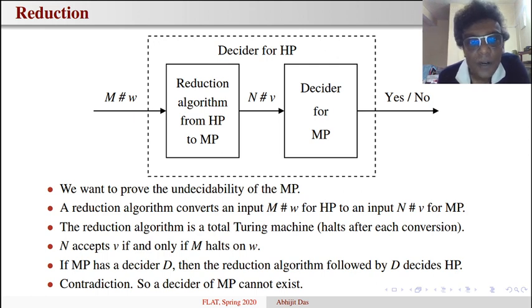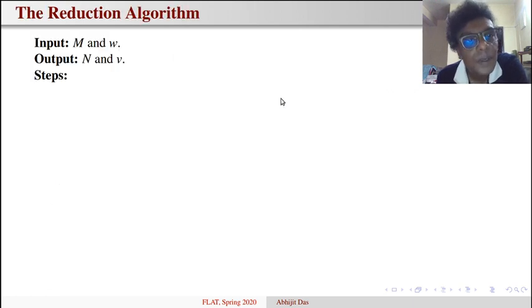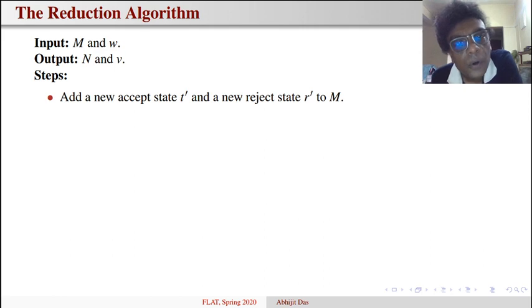So how does this reduction algorithm look like? Let us see. As you see in this picture, the reduction algorithm takes as input an instance for the halting problem, that is M and W. It outputs an instance for the membership problem, that is N and V. The reduction algorithm can use this M and W to construct N and V. So it makes some small changes to M to convert it to N.